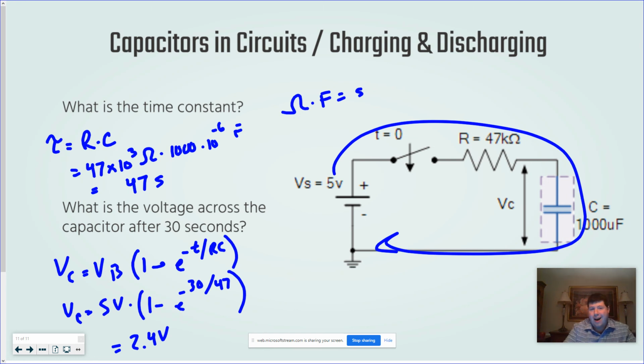We're not very far along in my circuit. It's only been 30 seconds. The time constant's 47, so my capacitor is still charging up. But if you let time just keep going up and up and up, eventually it will reach 5 volts there.